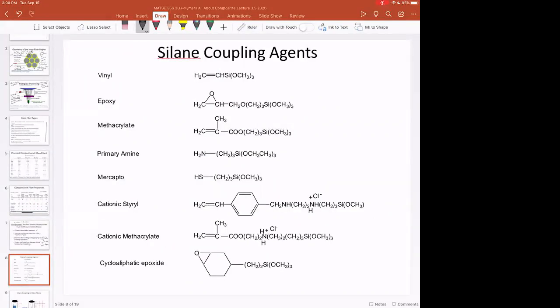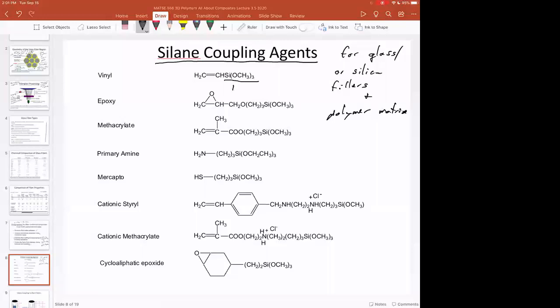So in order to make sense of this idea of you have to connect a filler to a matrix, what we use for glass or silica fillers and polymers is this thing called silane coupling agents. And so silane is the type of chemistry that we're going to use. So this is a trimethoxysilane. And so that silicon OCH3 and then 3 of those, that's called a trimethoxysilane, and this reacts with glass.